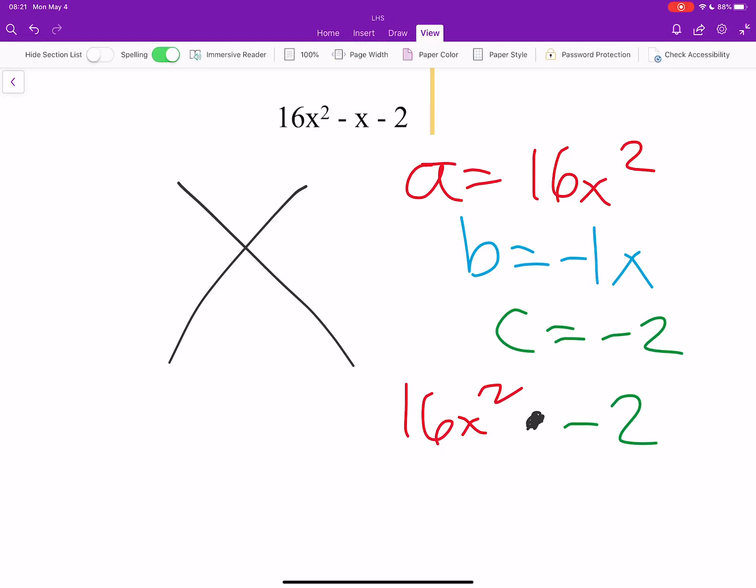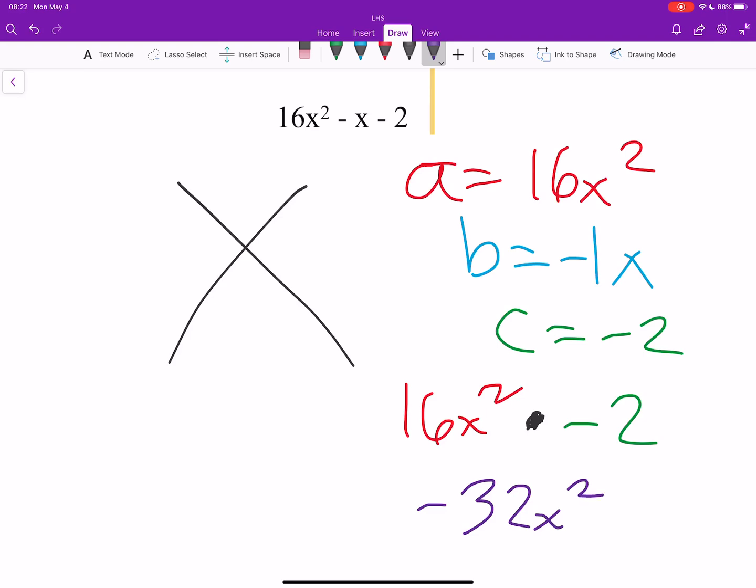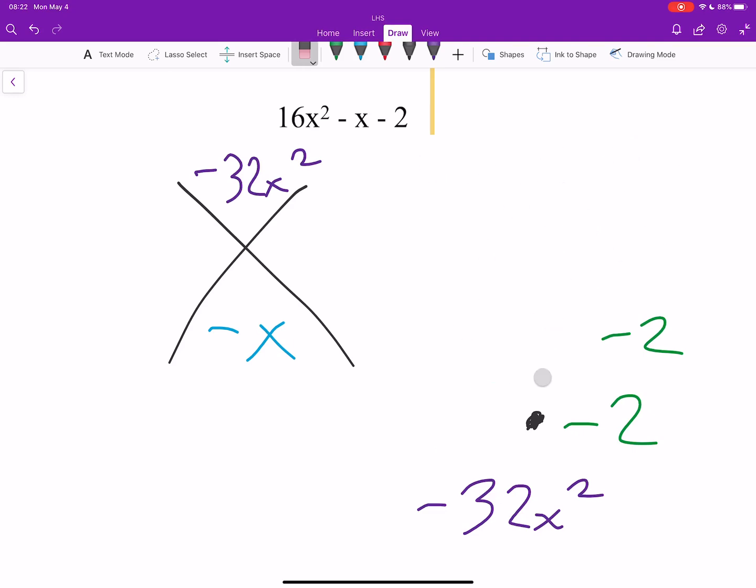16 times a negative 2 is actually going to get me a negative 32. And I still have my x squared, negative 32x squared. And in the bottom goes my middle term, including the sign that comes in front of it. So that's going to be negative x, or negative 1x. You can write it either way. And your final answer is just that x problem there.